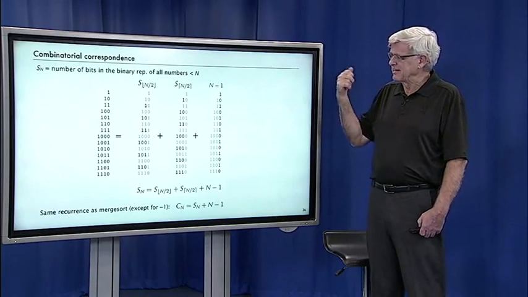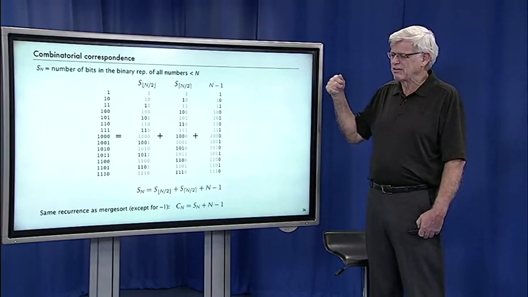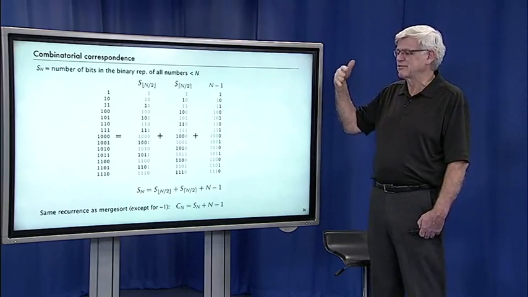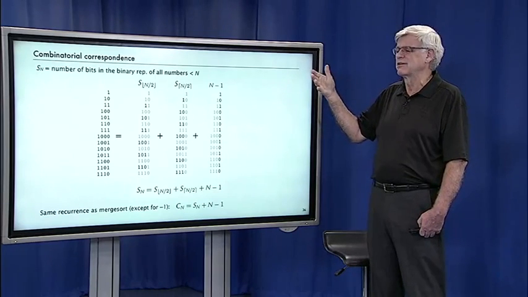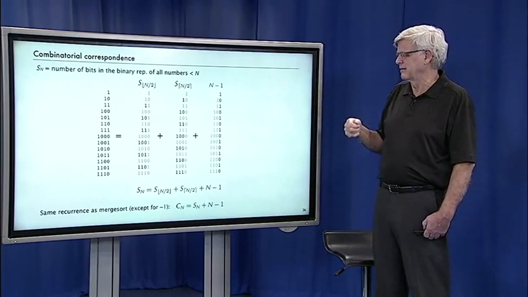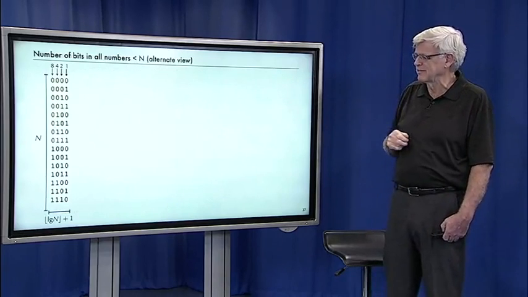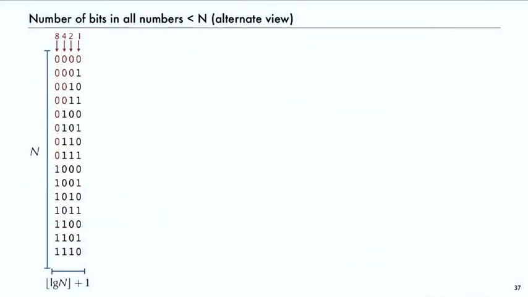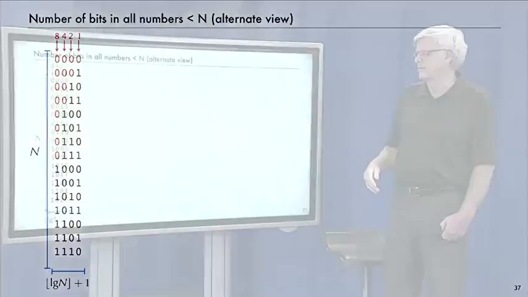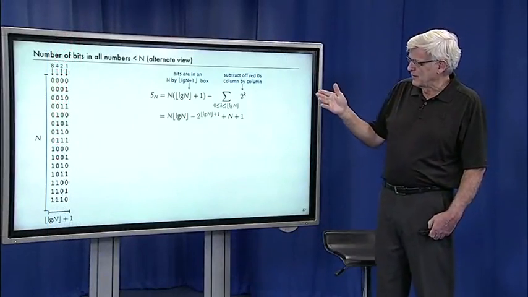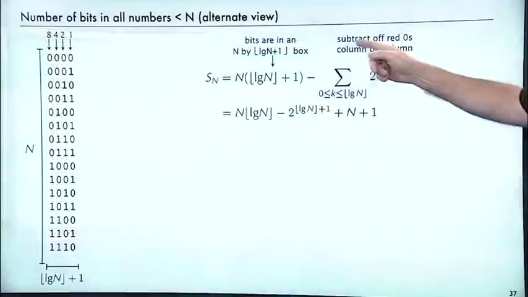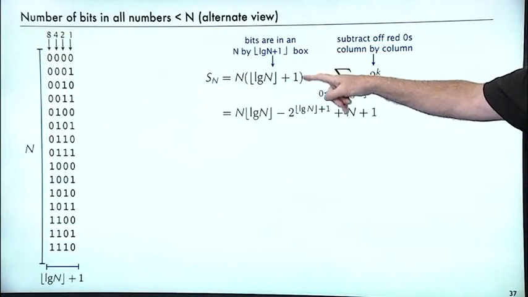And when you think about it, that number of bits in the binary representation of all the numbers less than n is going to have some kind of oscillation, because when you come to powers of 2, things are going to change. So this is just another way of looking at the number of bits in all the numbers less than n. In one dimension, you've got n. In the width, you have floor of log n plus 1. So the bits are all in a big n by floor of log n plus 1 box.